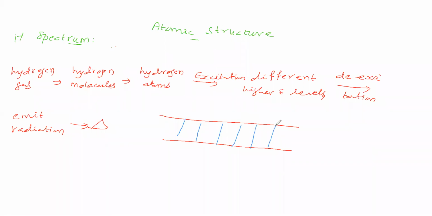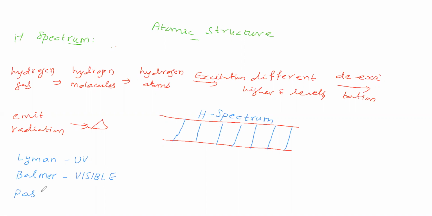These spectral lines were studied by many scientists. One of the scientists was called Lyman. Lyman studied spectral lines in the hydrogen spectrum in the ultraviolet region. Then the next scientist was called Balmer. Balmer studied spectral lines in the visible region. That means this hydrogen spectrum contains spectral lines in the visible region.